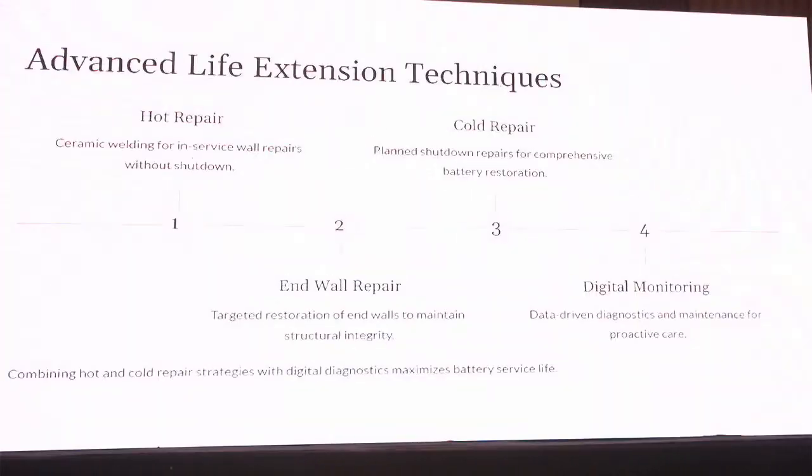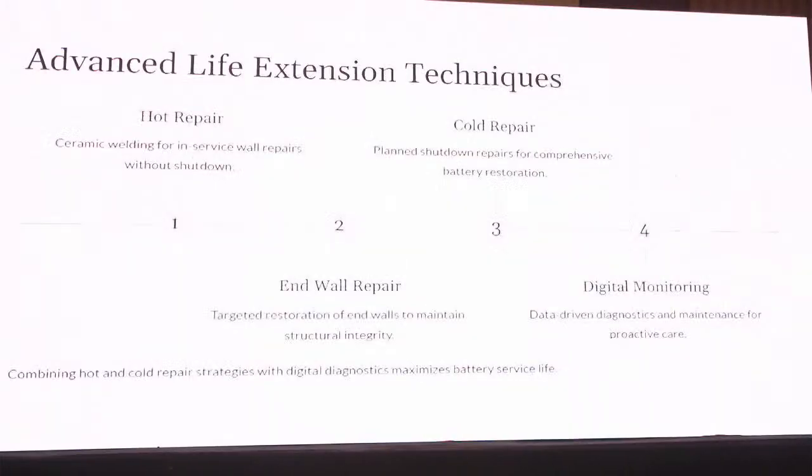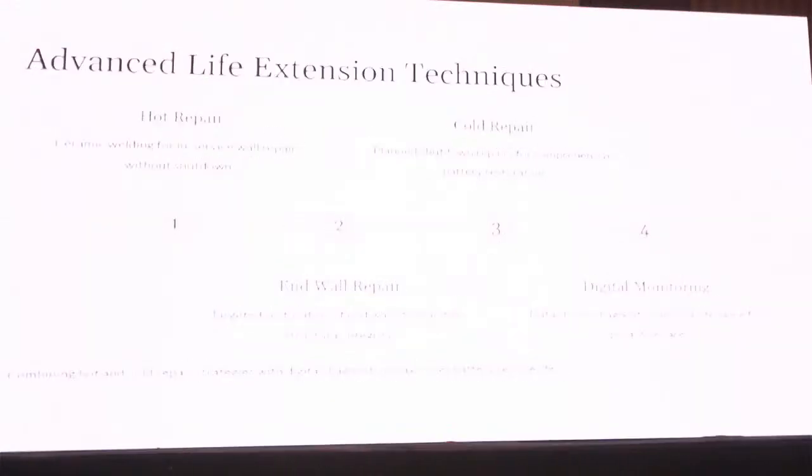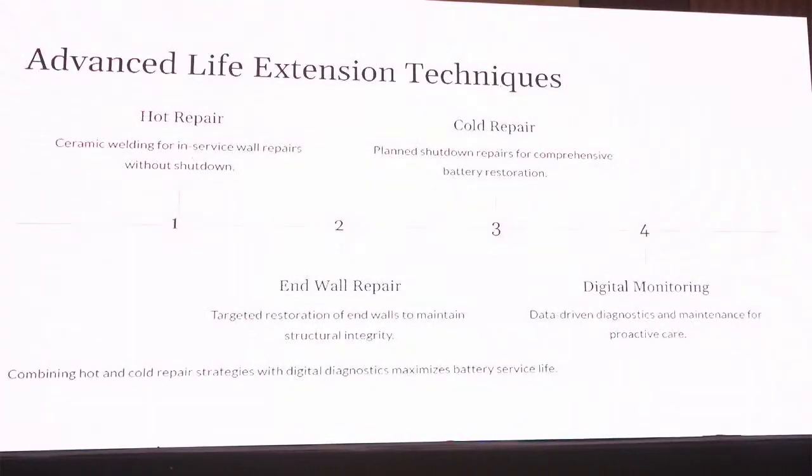Advanced battery life extension techniques like hot repair, ceramic or gunniting, are done for wall repairs without any shutdown. For cold repair, plant shutdown is taken for the repairs of battery restoration. End wall repair, restoration of end walls to be maintained to strengthen structural integrity. Digital monitoring, data-driven diagnostics and maintenance for predictive care. Combining hot and cold repair with digital diagnostics maximizes the battery service life.